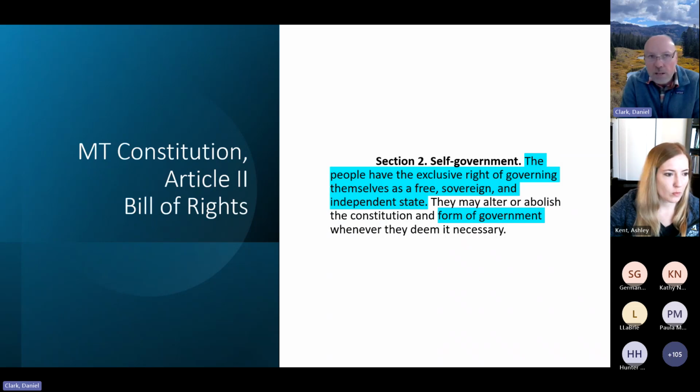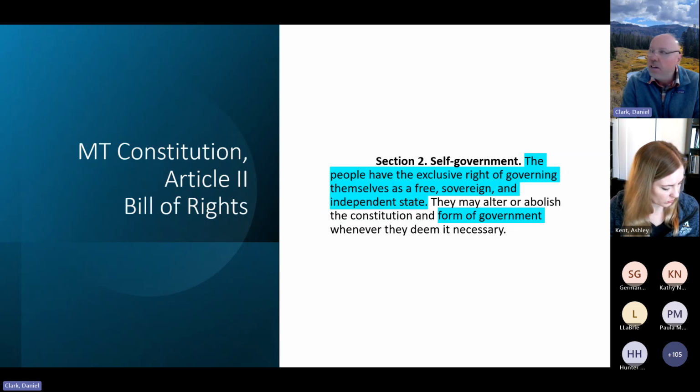It was upgrading and updating the constitution we had from 1889. And in our Constitution, Article 2 is our Declaration of Rights. And in there, it talks about self-government, that is a right that we have in Montana, according to our Constitution. The people have the exclusive right of governing themselves as a free, sovereign, and independent state, and they may alter or abolish the Constitution or a form of government whenever they deem it necessary.